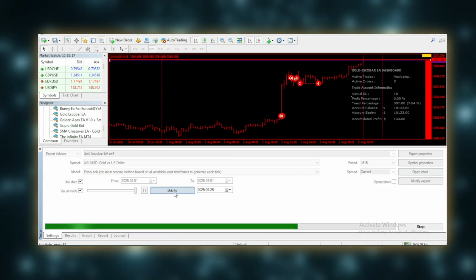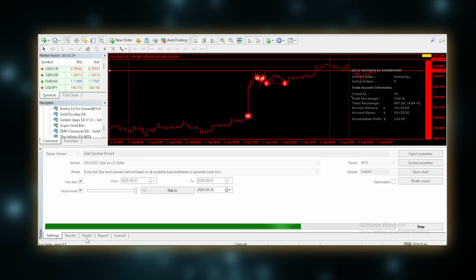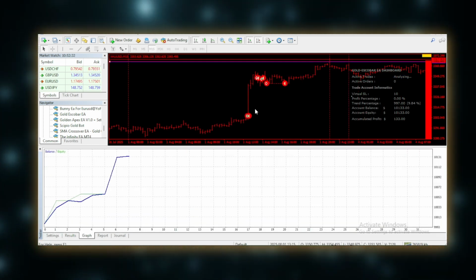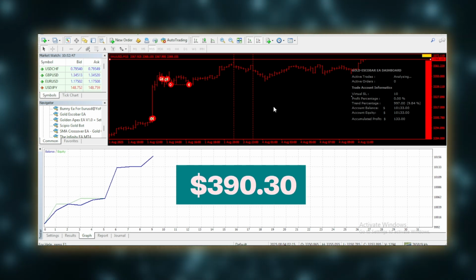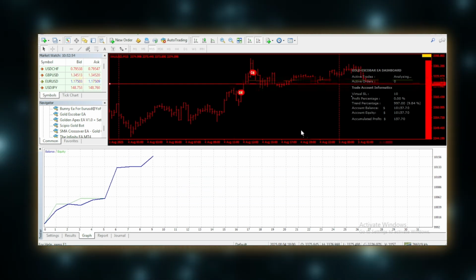Here you can see the Gold Escobar EA in action. It made profitable trades with a total profit of $390.30, handling both buy and sell orders with accuracy.